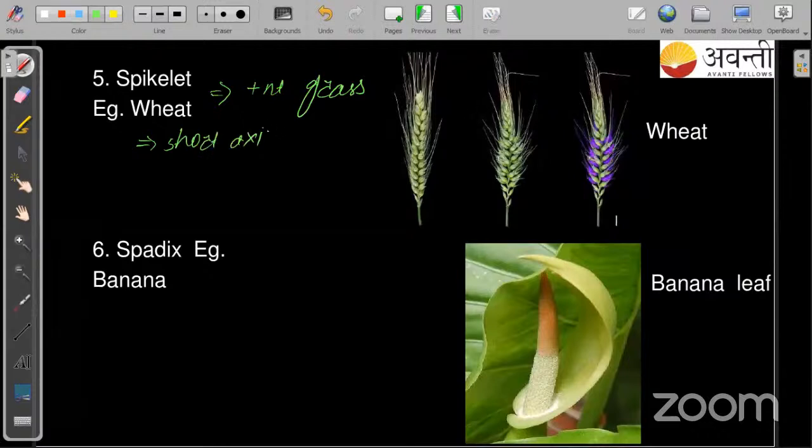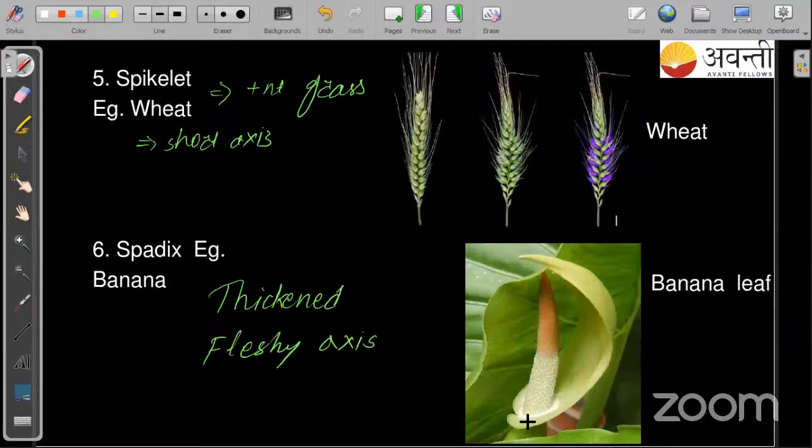Short axis. Okay, next thing is the spadix. In case of spadix, it is thickened and it has a fleshy axis. So you can see here is the fleshy axis.